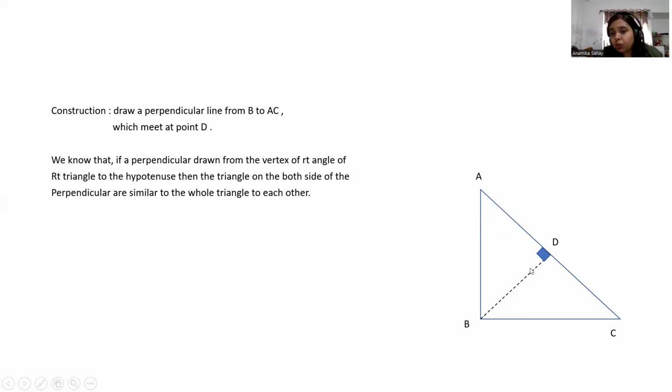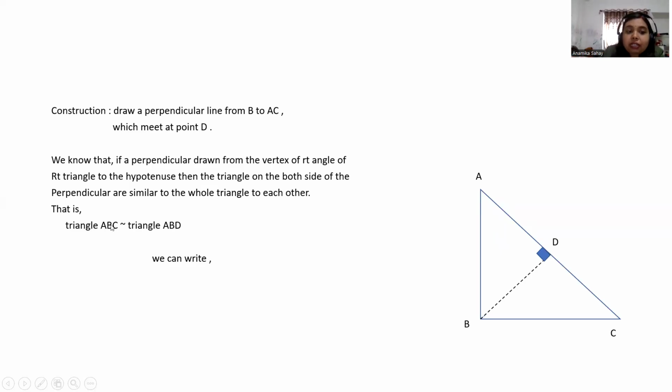Two angles are similar and one side is similar. Again, this triangle is proportional to the bigger triangle, right? So in this way, it is also similar. It means triangles ABD and BDC are similar to triangle ABC, right?